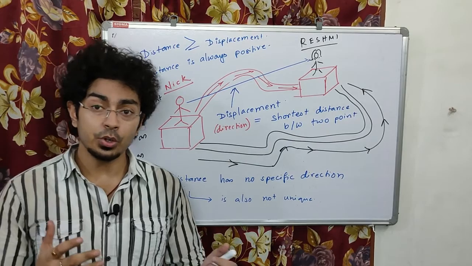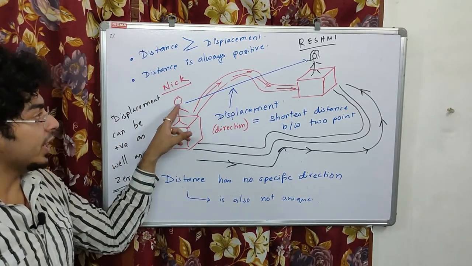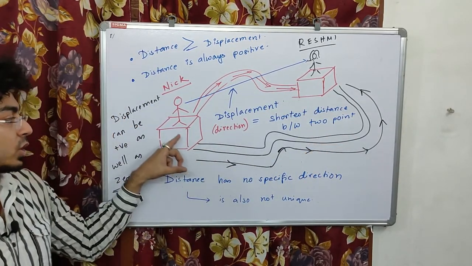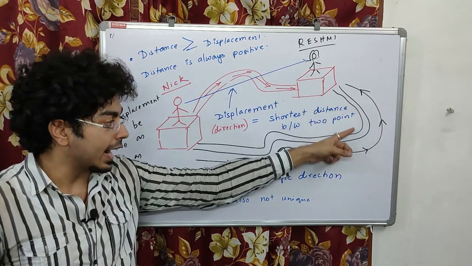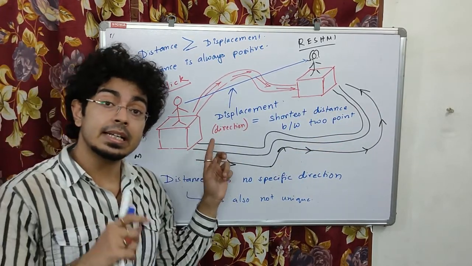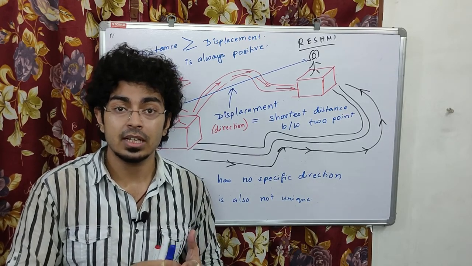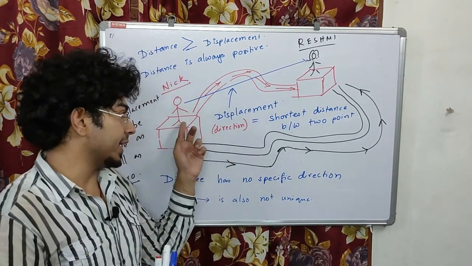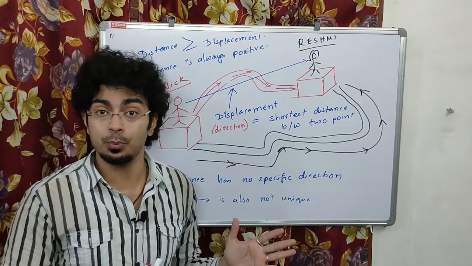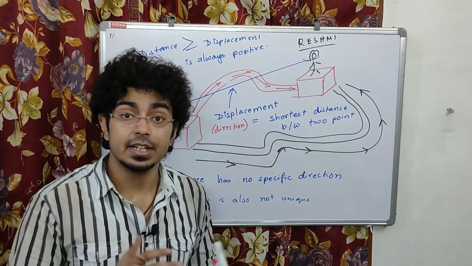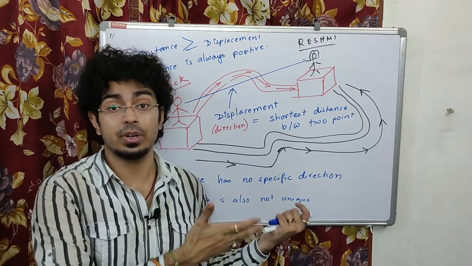Now you are going to ask me, how can displacement be zero? See, if Nick went to her house and again returned back to his house, what is the net distance? Net distance is this distance added to this distance. And what is the net displacement? Net displacement is zero, because ultimately he moved back to his original position. Whatever the initial position was, the final position is also the same. So ultimately displacement is zero. This is clear to everyone. So I have just explained the difference between distance and displacement.